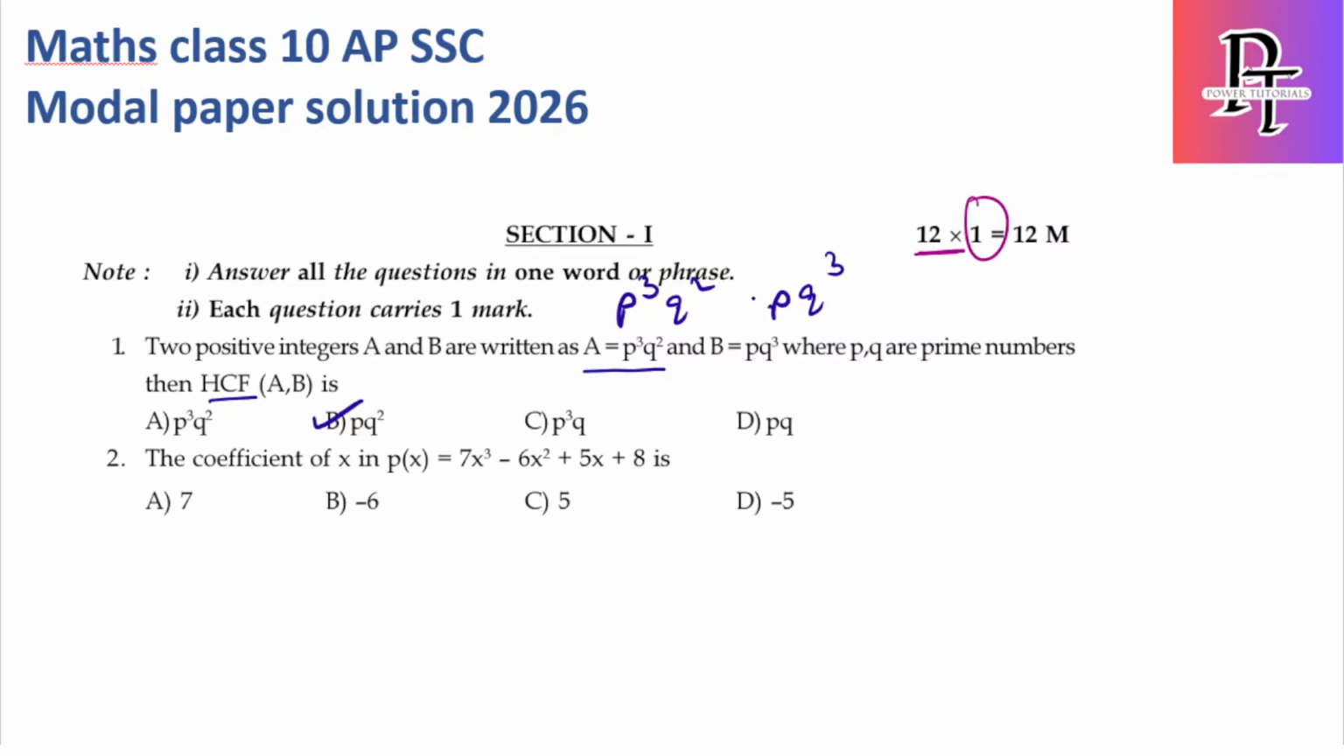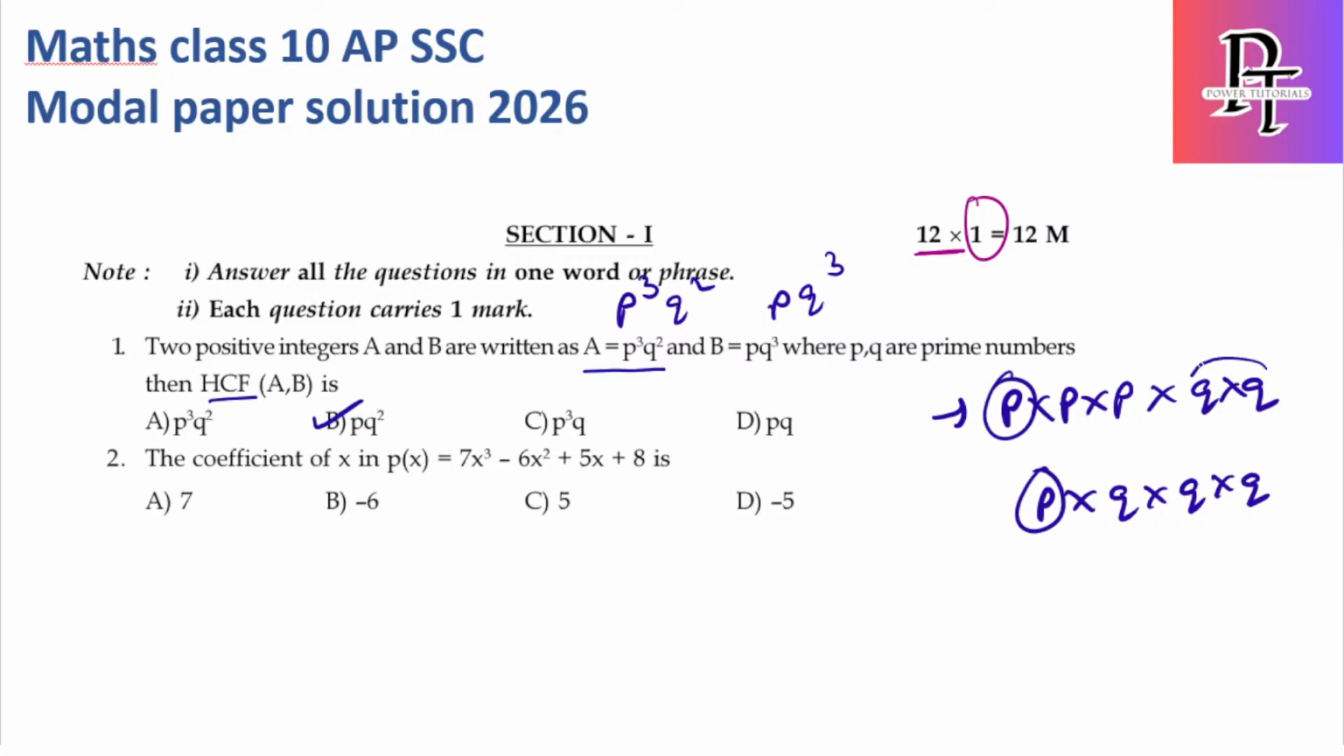Why am I saying only one p is common? Because p cube I can write as p into p into p, and q square as q into q. Same for the second term, it is p into q into q into q. So how many are common? You have one p as common, and two q's are common. Hence the answer is p into q square.